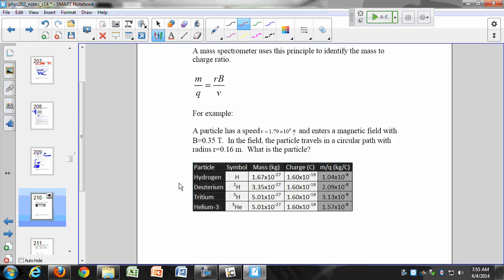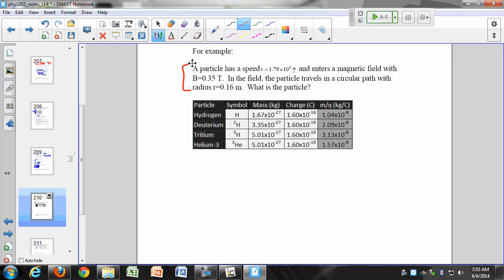So say, for example, I have this scenario. I have a particle with this speed in a magnetic field, and it has a radius of about 16 centimeters, or 0.16 meters. So I can calculate the mass-to-charge ratio. Let's see, r equals mv over qB, so the mass-to-charge ratio is rB over v. r is 0.16. B is 0.35.